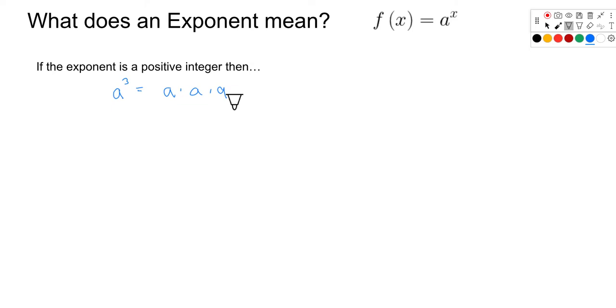What we're going to see is if it's not a positive integer, then it actually has different meanings. Well, what if the exponent is 0? What does that mean to repeat multiplication 0 times? What does it mean to have a to the 0 power?